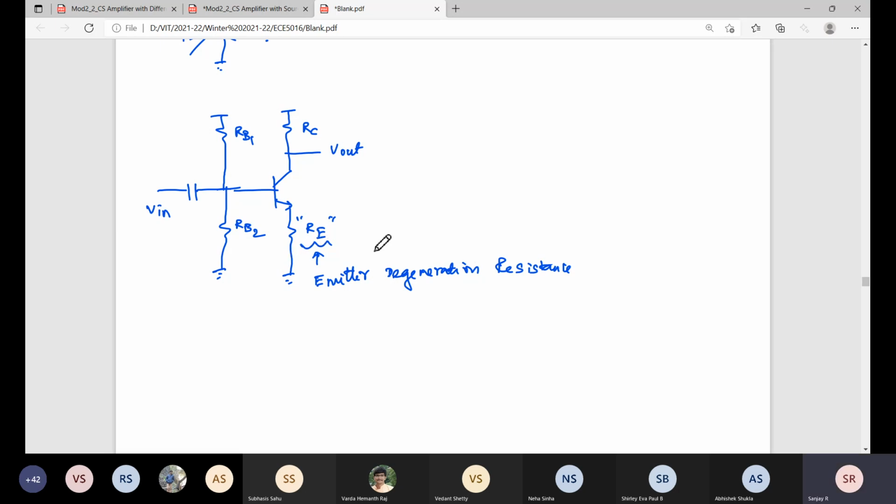You studied common emitter, it's widely used, the common emitter amplifier. You studied BJT, no? In your BTech. Why do you use emitter degeneration resistance? It's very important. Anyone, please think and say, why do you use emitter degeneration resistance? What is the main purpose?